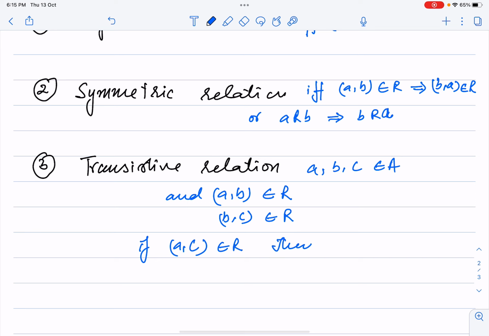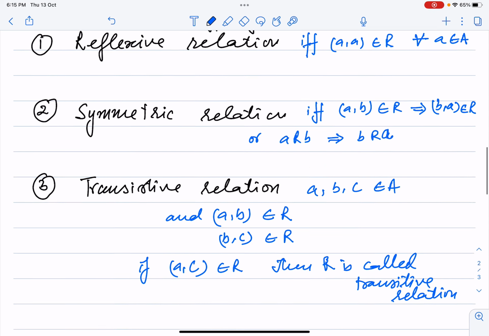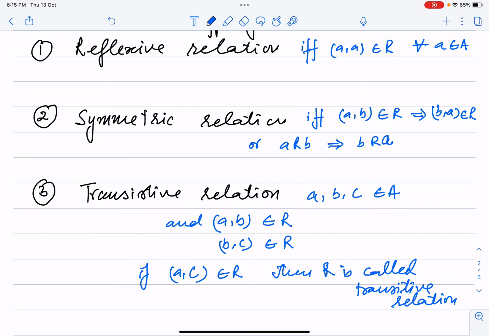Then, if (a, c) belongs to R, R is called a transitive relation. Okay, so this is the basic definition of types of relation, that is reflexive relation, symmetric relation, and transitive relation.